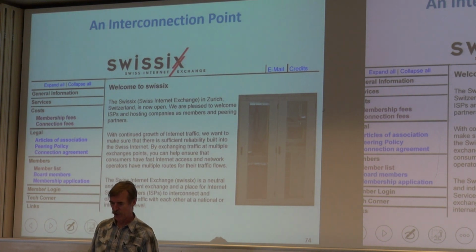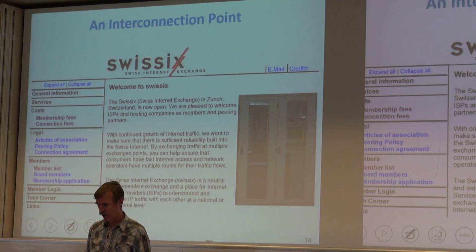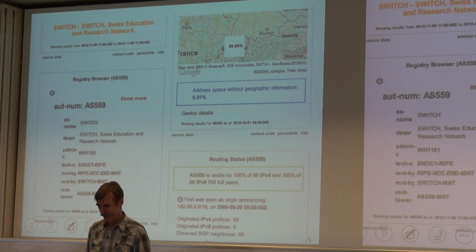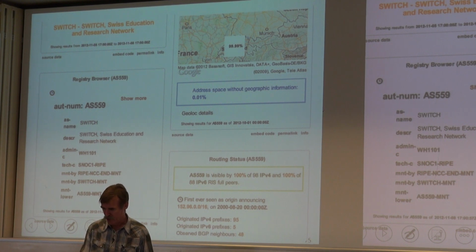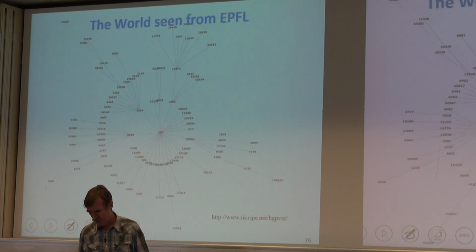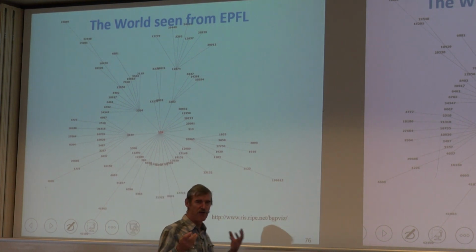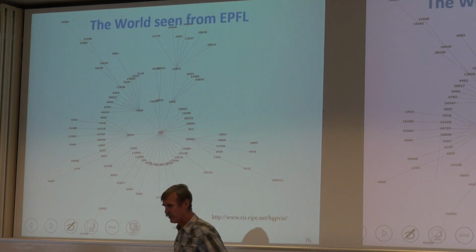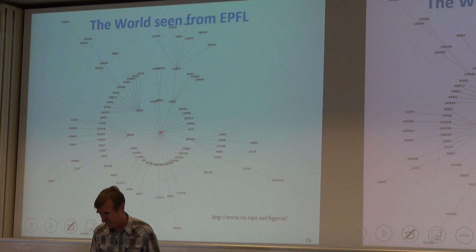SwissIX is one of the interconnection points, so if you want to become an ISP, you will probably need to connect there. As you can see, it's cheap. This is the AS number of SWITCH, and this is the graph of all the neighbors seen from SWITCH. In fact, we say from EPFL, but from SWITCH.